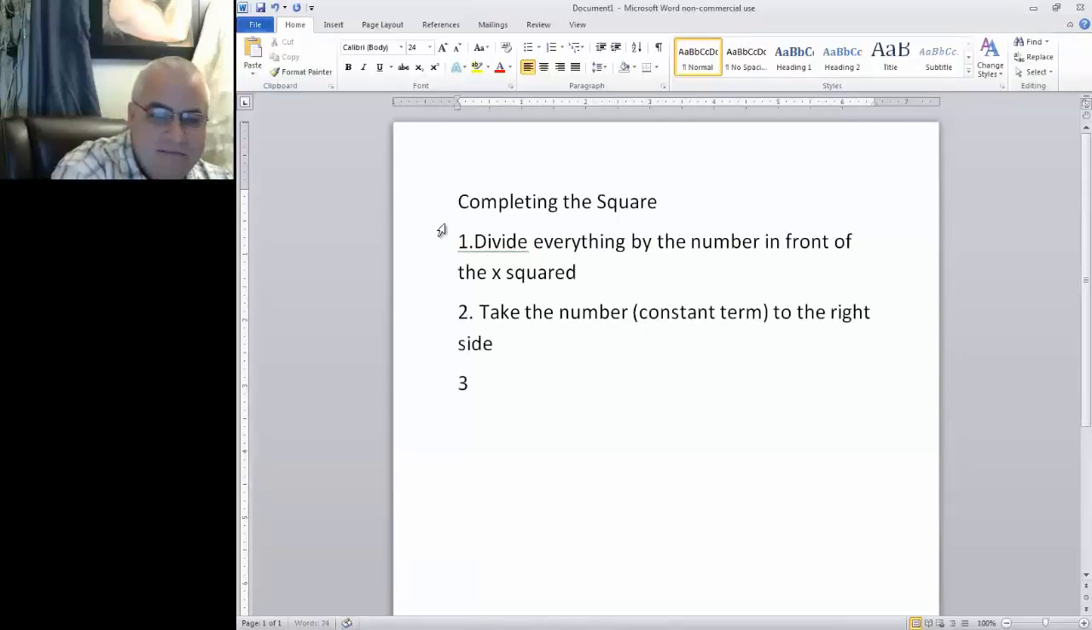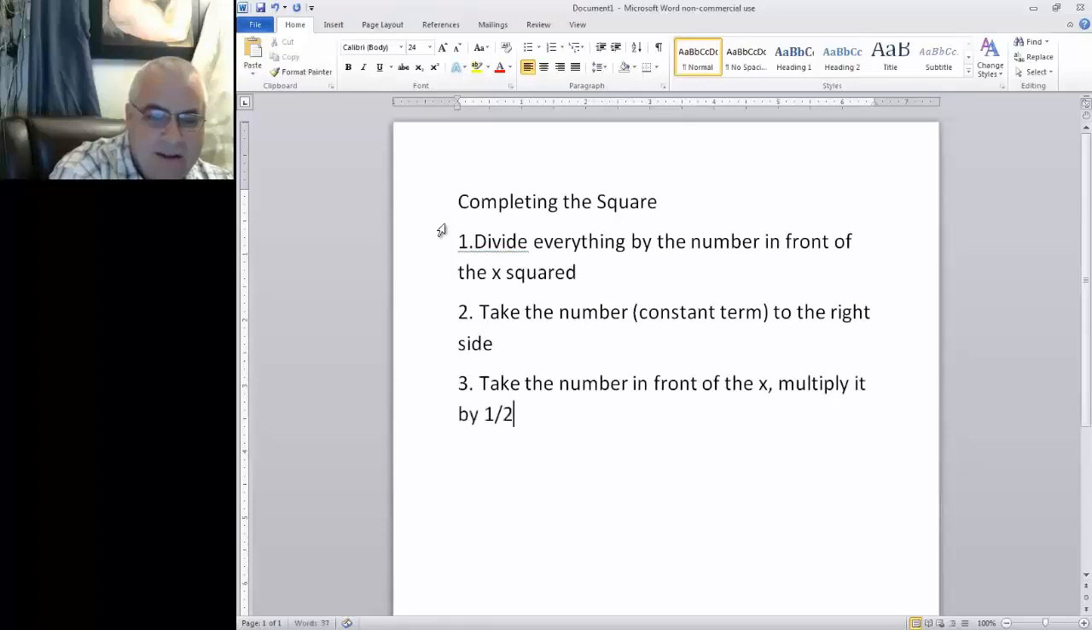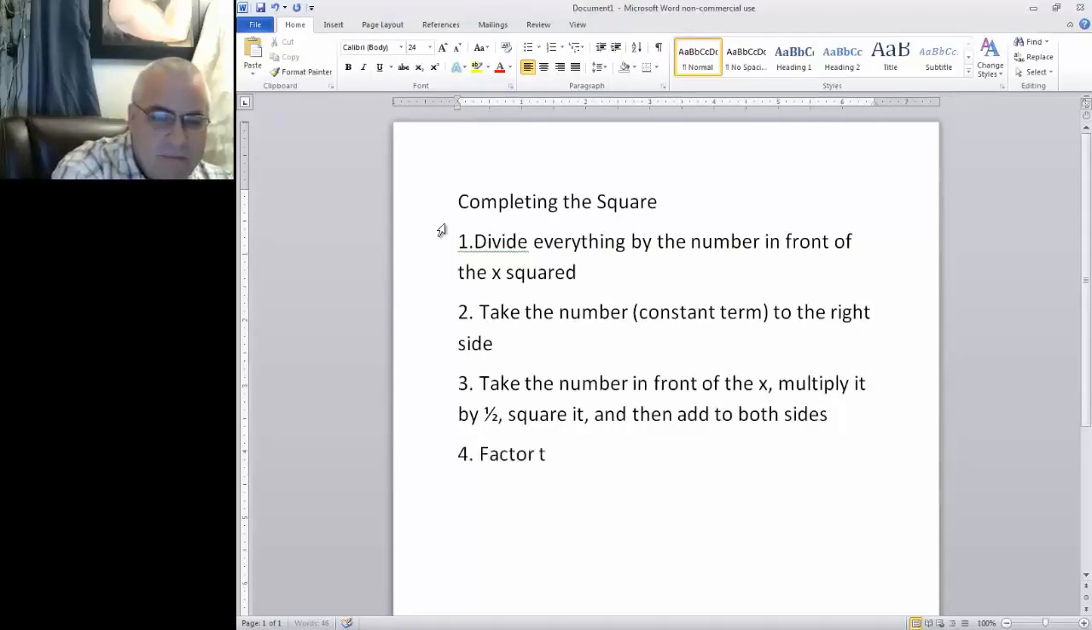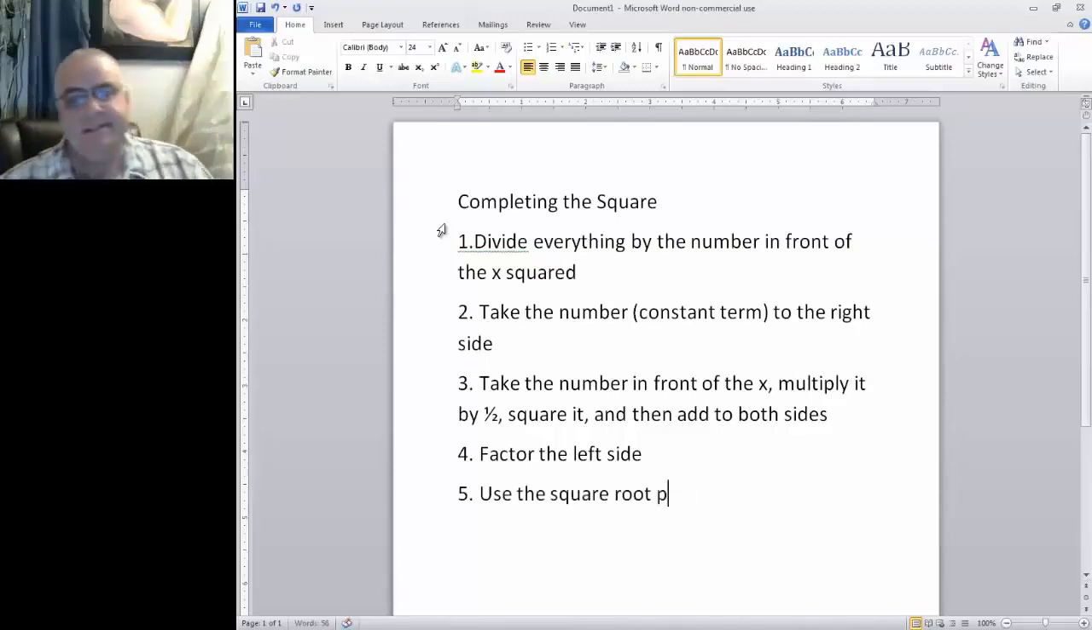Step 3, take the number in front of the x, the coefficient, multiply it by 1/2, square it, and then add to both sides. Step 4, factor the left side. And step 5, use the square root property to solve for x.